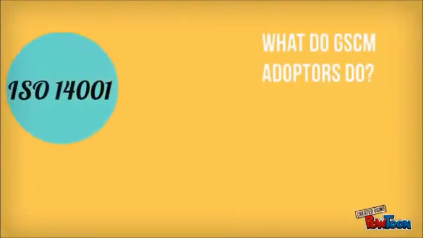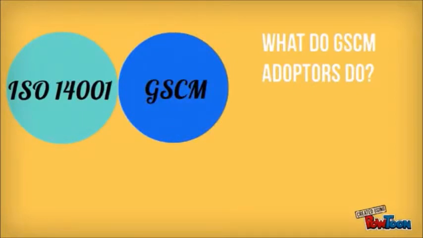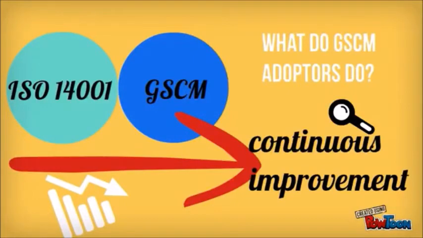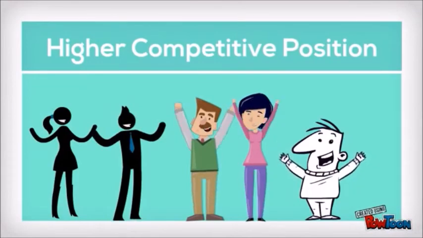Both ISO 14001 and GSCM rely on a continuous improvement model. With the current practice of ISO 14001, the costs of implementing GSCM would be largely reduced, but the combination of these two tools will allow the company a higher competitive position in their industry.